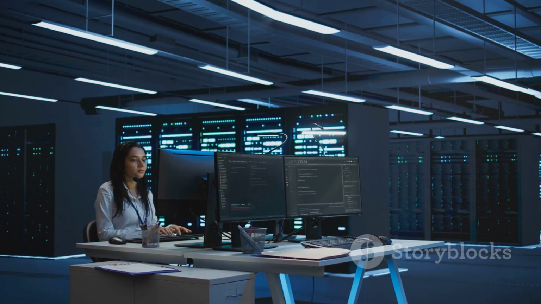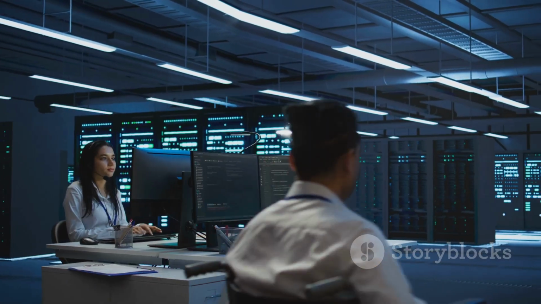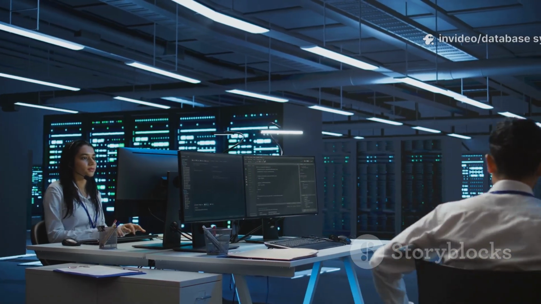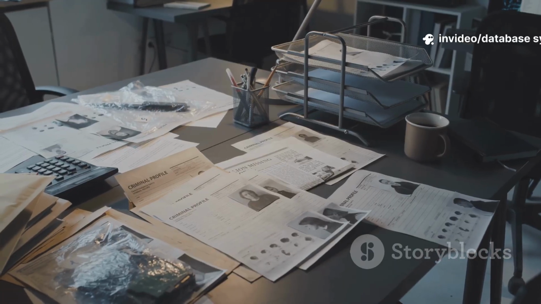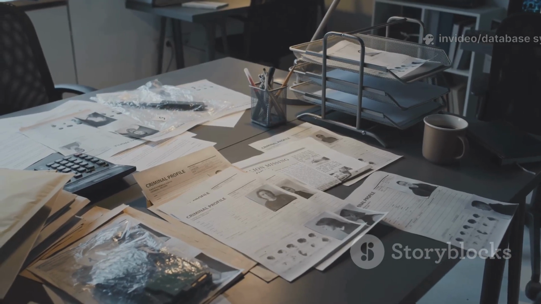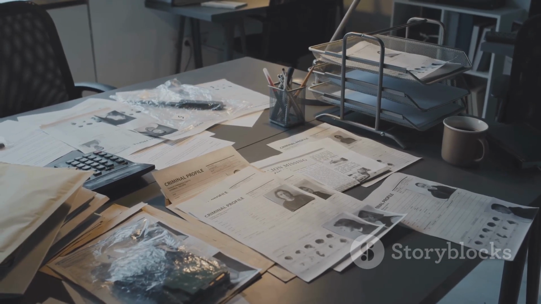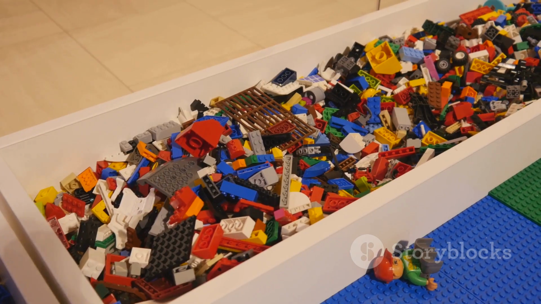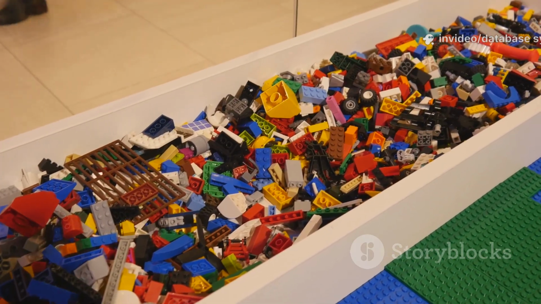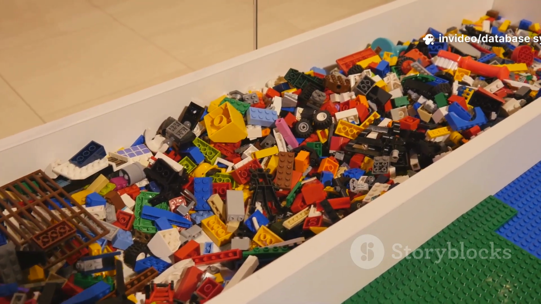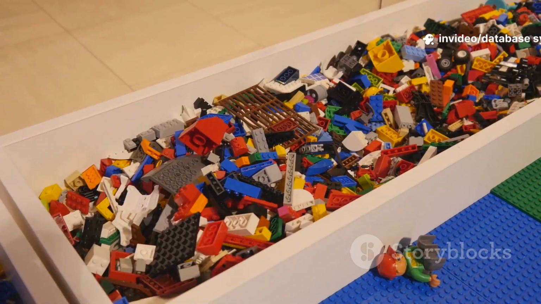Today, we're diving into the fascinating world of data, where all those facts, figures, and details live and breathe. Imagine if all the world's information was just thrown into one giant, messy pile, with no order or structure at all. It would be like searching for a single Lego brick in a swimming pool full of them. Frustrating, time-consuming, and almost impossible to find what you need.